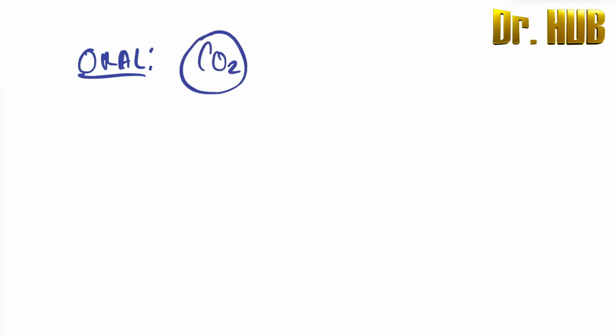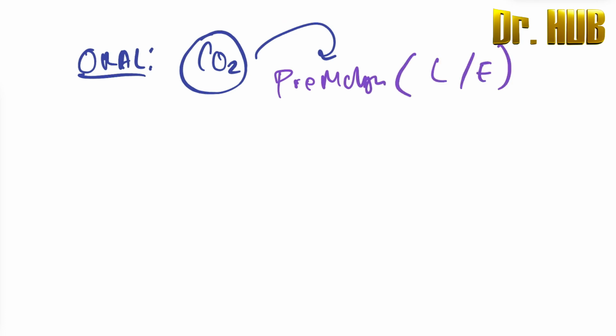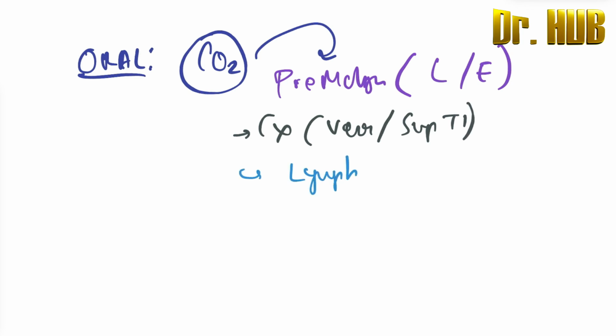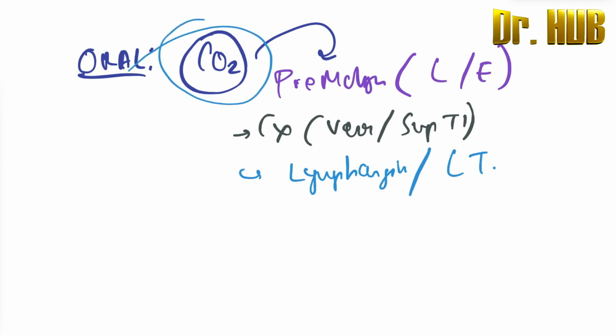Next we move on to the oral cavity. So here in the oral cavity, what is present? In terms of oral cavity, there is the use of carbon dioxide, CO2. Then what are the conditions? The conditions it can deal with are the premalignant ones: leukoplakia as well as erythroplakia. Next are the carcinomas. Carcinomas can be verrucous as well as superficial T1. Next will be lymphangioma as well as the lingual tonsils, we are writing it as LT. So all of this has use of the carbon dioxide.